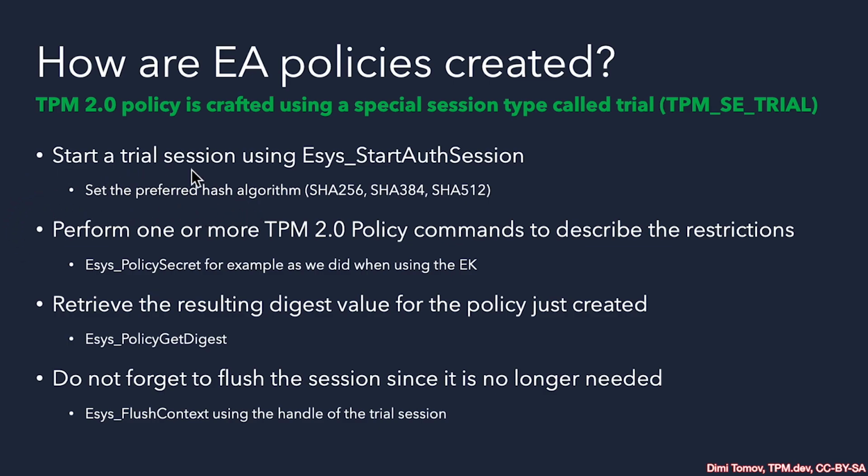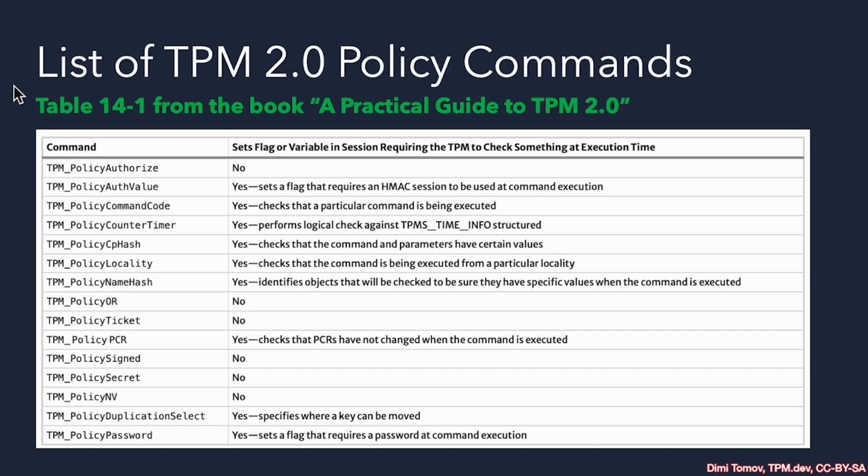Now that we have our trial session for creating a new TPM policy, we can perform any of the TPM 2.0 commands to describe different rules to add to our key. In this case, we have EC's policy secret over the endorsement hierarchy when using the EK. And now that our trial session has been updated and the digest value is updated, we can use EC's policy get digest to retrieve the resulting value. Of course, do not forget to flush the context once you're done with the trial session and the policy is created.